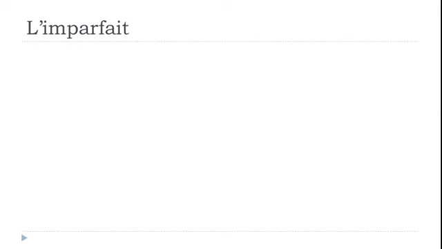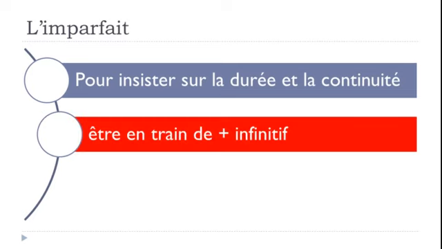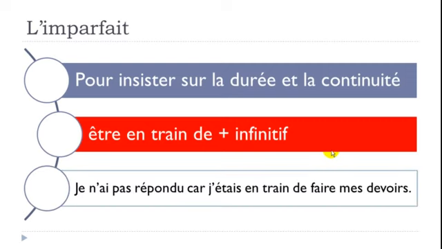All right? And then we've got another structure. So if you want to insist on the fact that something lasts and then something continues, then we've got this structure. Être, so it's to be, être en train de, okay? And then you will put the infinitive form after that, so the basic form. All right? So an example here as well. So I wanted to make the difference as well with the passé composé form here.